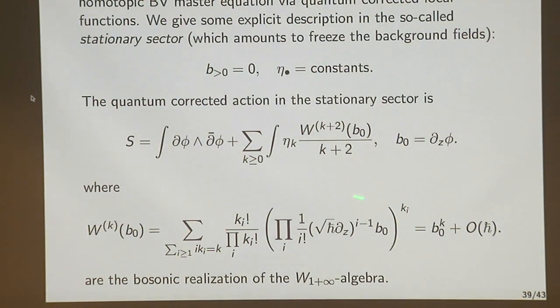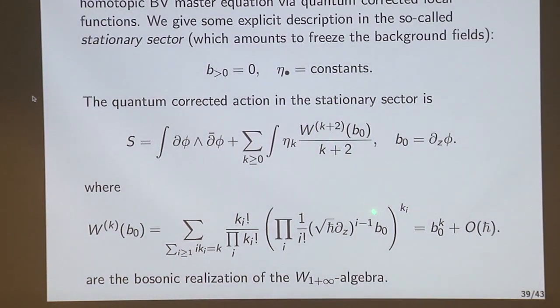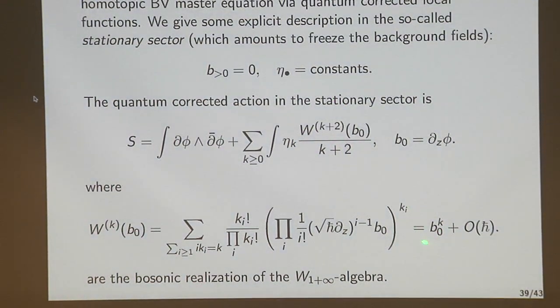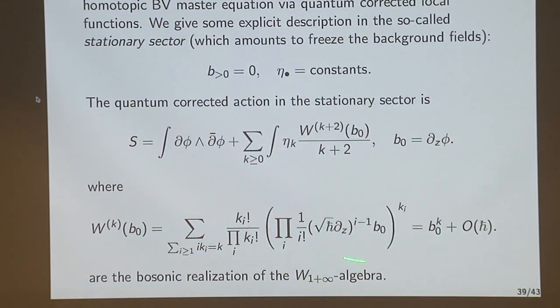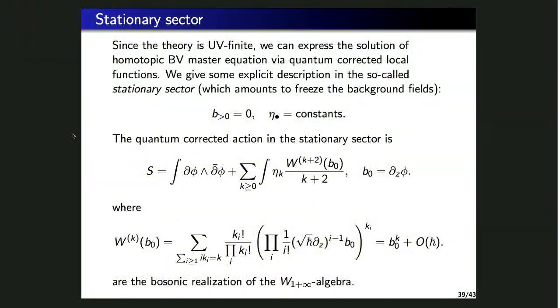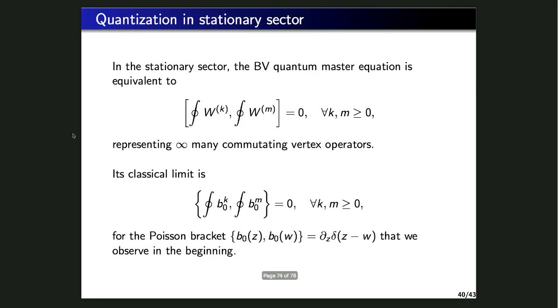The classical limit of this action functional is given by B0 to the k-th order, and the other terms are given by some kind of h-bar quantum corrections. And that is the exact expression for the solution of this quantum B-model theory. So let me explain what's happening, what's the meaning of this quantization. In this small sector, the BV quantum master equation turns out to be equivalent to the following equation.